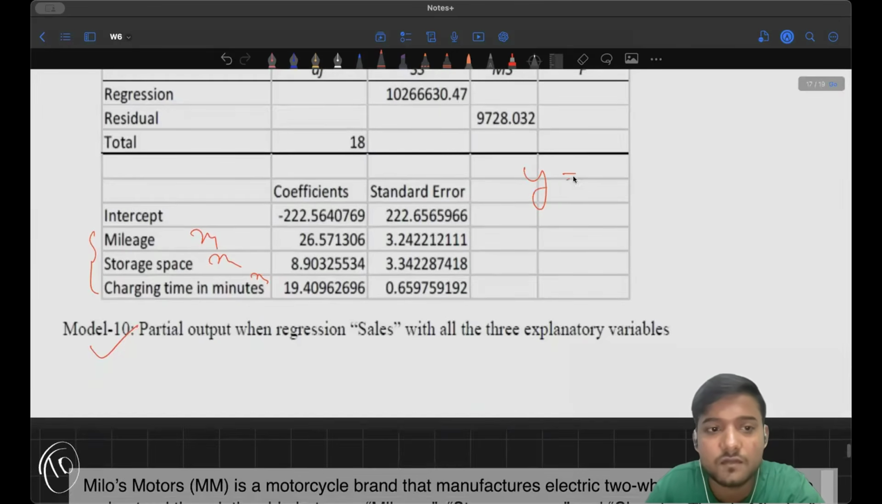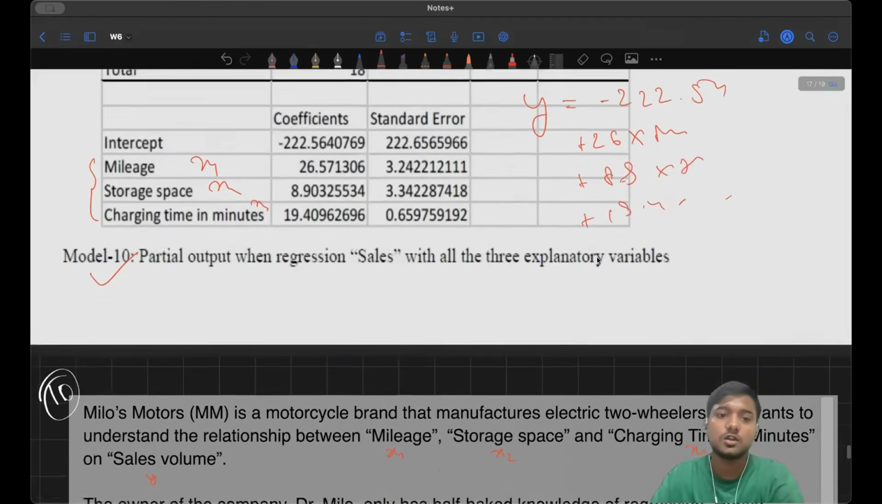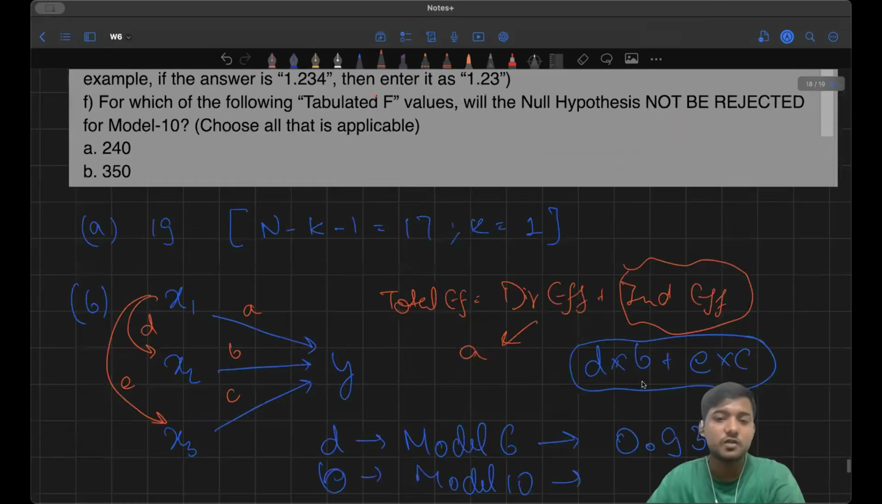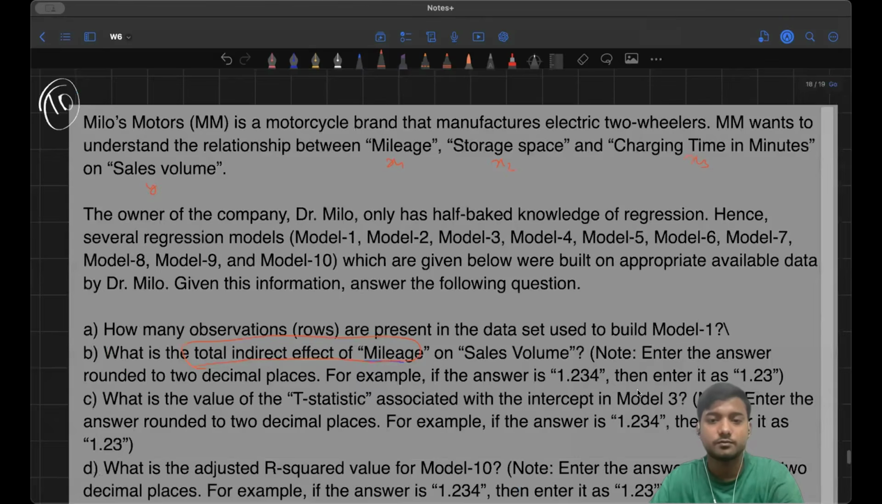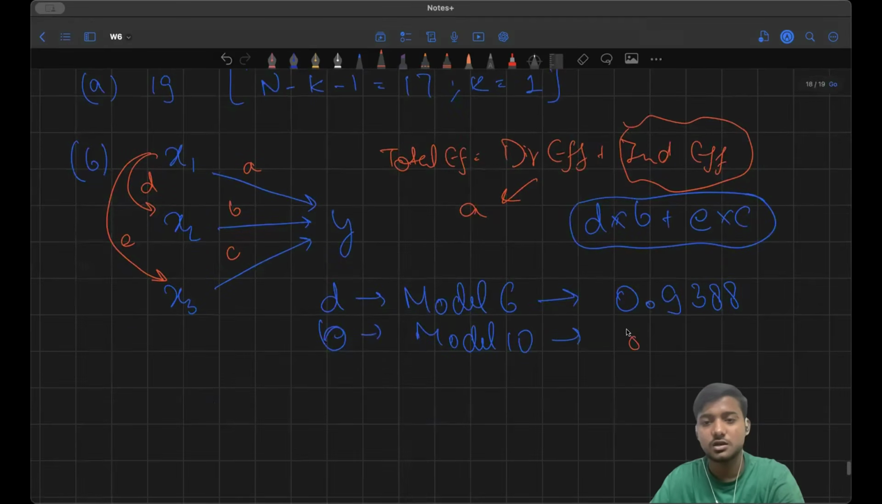This is the equation you have. Y, that is your sales, is equal to the intercept, minus 222.56, plus 26 times mileage plus 8.9 times storage plus 19.4 times charging time. So this B is actually coming from model 10 and that is going to be 8.9, how storage changes that thing. Similarly, E would come from something else and C would again come from model 10.